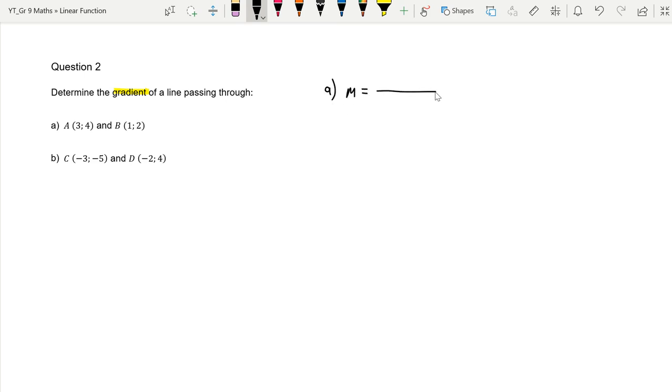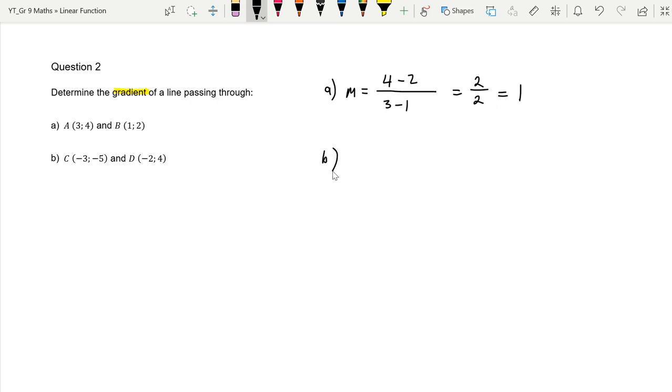So the change in our 2 y values would be 4 take away 2, over 3 take away 1, and that would be 2 over 2. So that would just have a gradient of 1. Am I right there? Yeah, I think I worked accurately. So there the gradient will be 1.